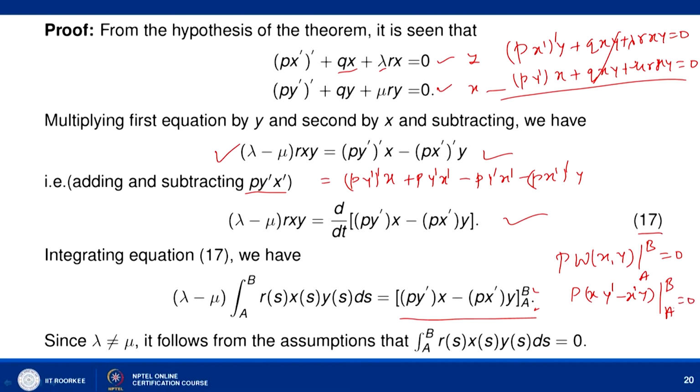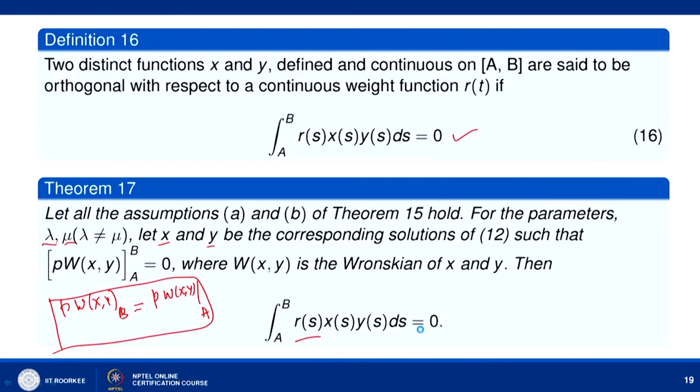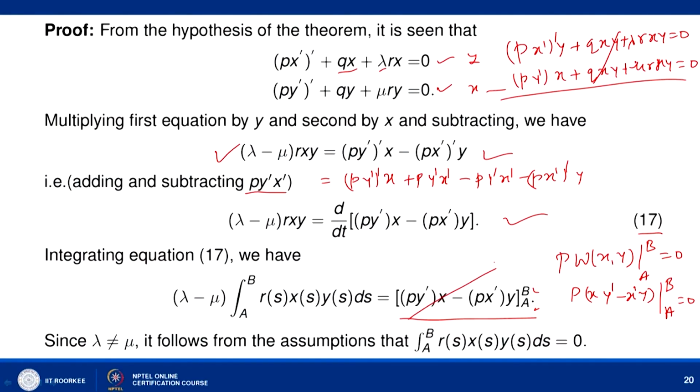So this is already given, which is written here, p(x dash y) at b minus at a. Here we can say that this quantity is going to be 0, because that is given as an assumption here. This is the condition we have given. So it means that this right hand side is simply gone.